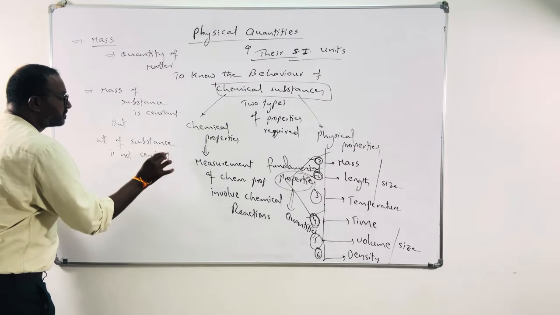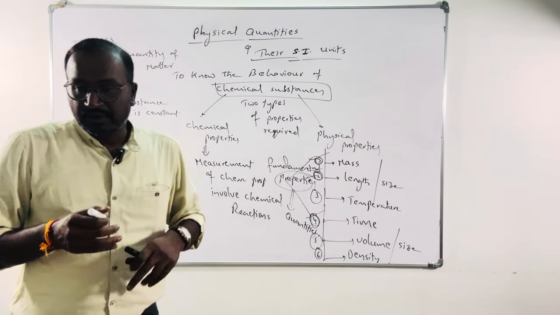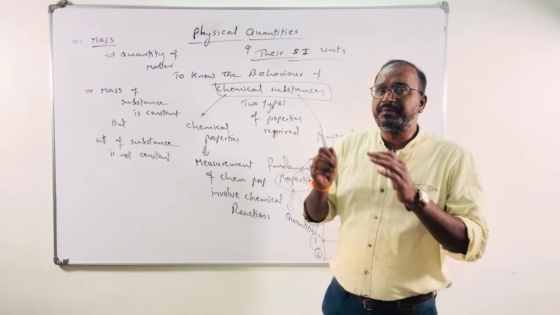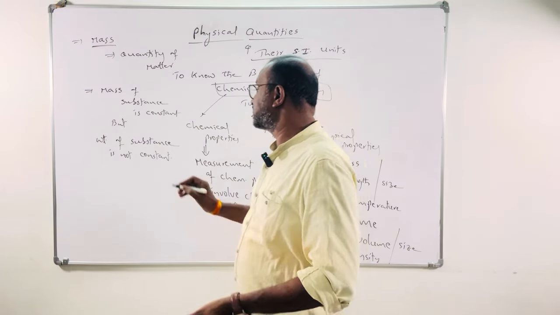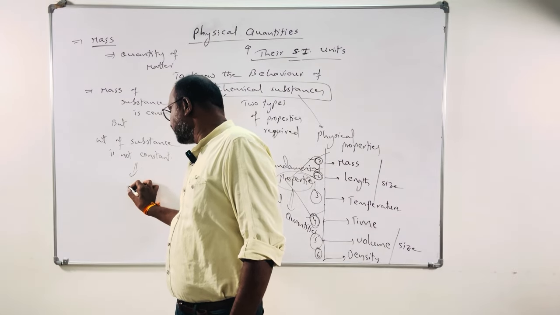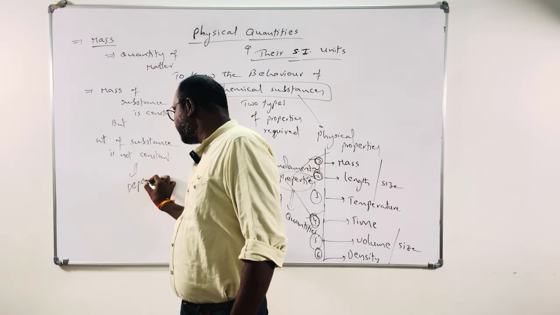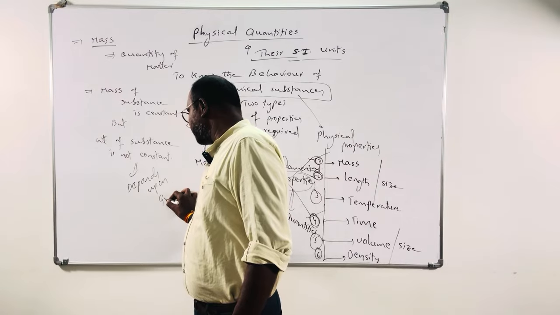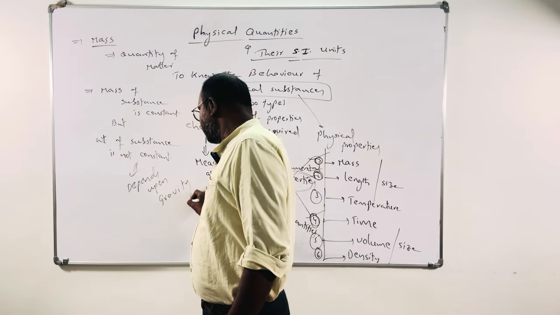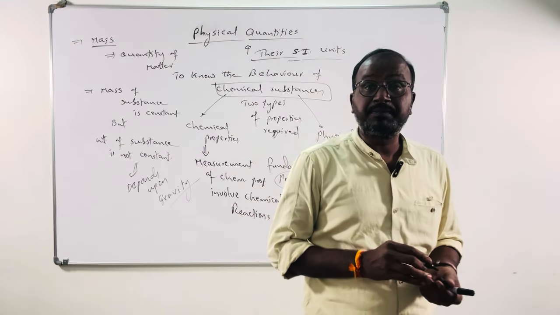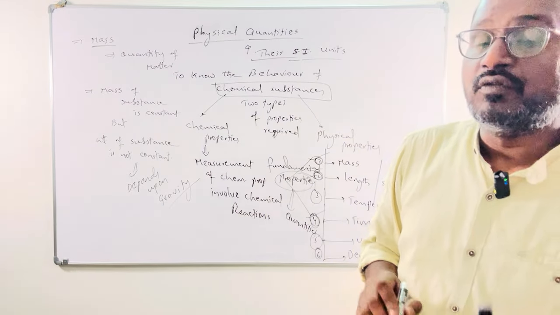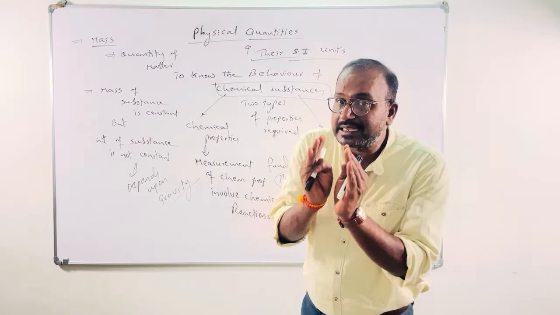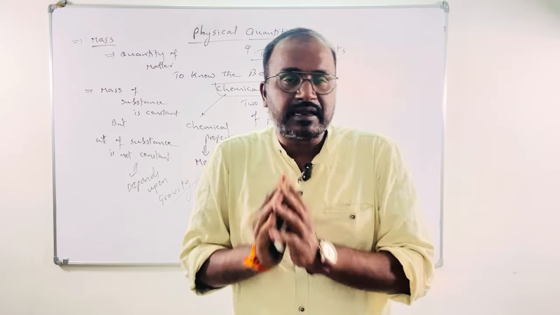It will change with the change of place. For example, it depends upon gravity. Why it is not constant means it depends upon gravity. Weight depends on gravity. Mass depends on the quantity of the matter. It never depends on gravity.